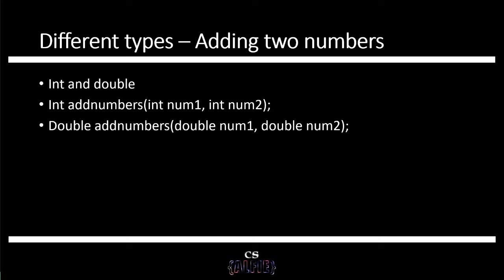Okay, so the first example we look at is the different types. Let's say that you are adding two numbers. These numbers could be integers or they could be doubles, and you might want to have two different functions for this. As you can see here, they have the same name but different types in the parameter values. And when you call the function, C++ will look for the function that matches exactly with the types and with the name of the function.